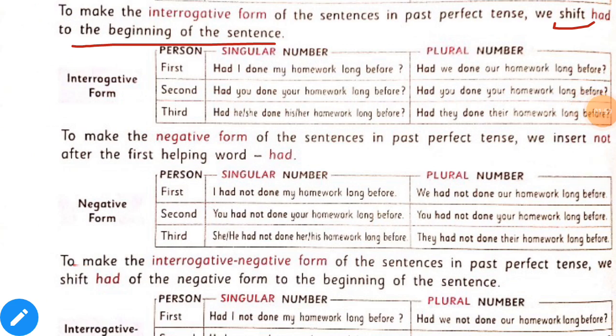You can read the examples here. Had I done my homework? First of all, you will have to shift had to the beginning of the sentence. Had, then subject, then third form, then object.